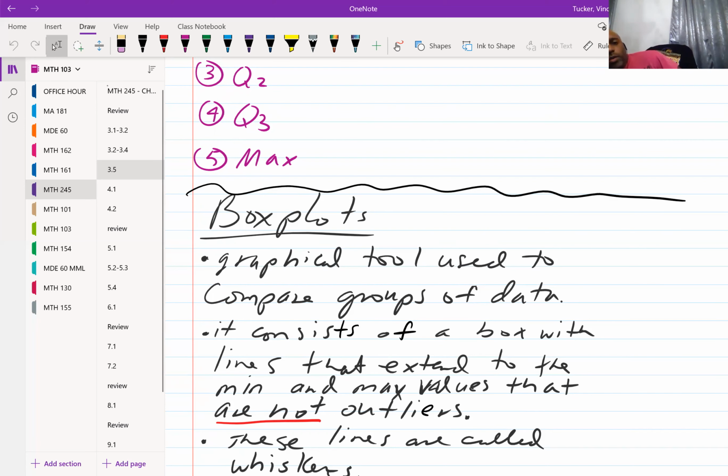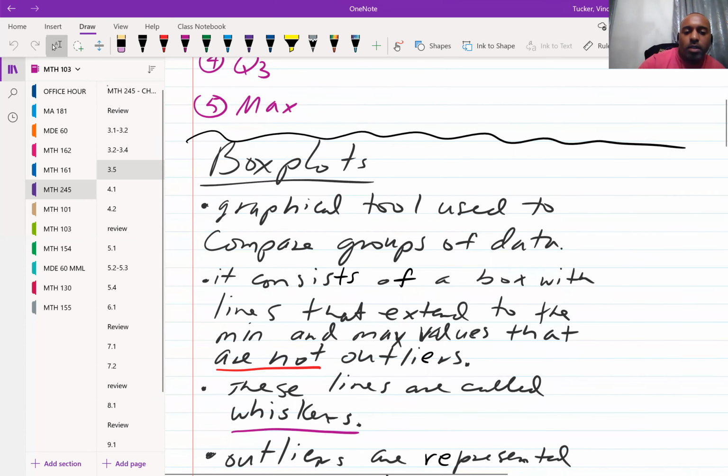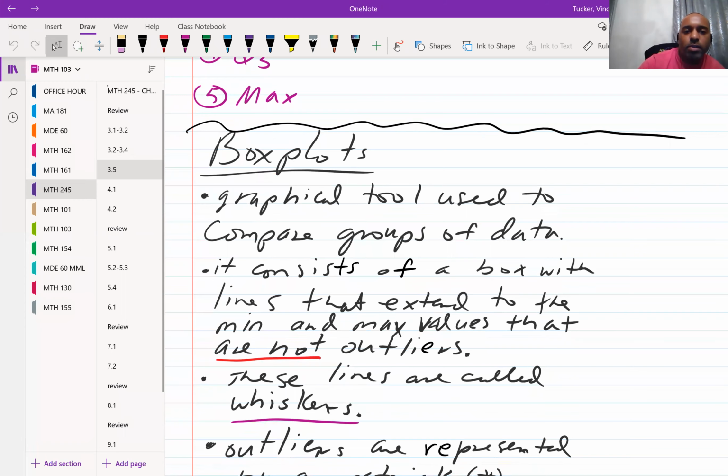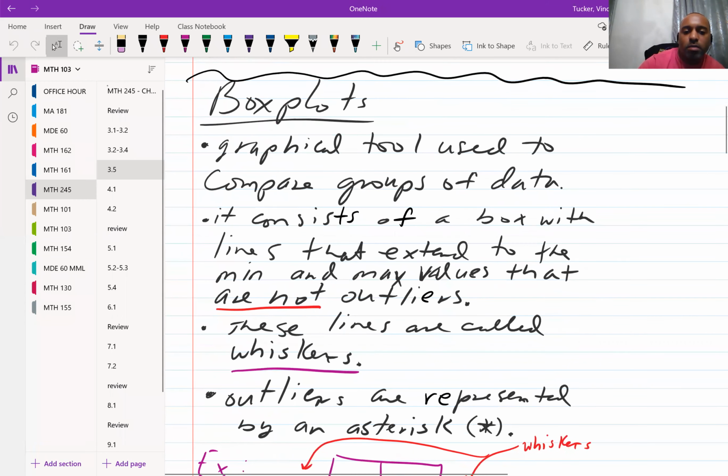Okay, so here with box plots, you see it's a graphical tool used to compare groups of data. It consists of a box with lines that extend to the minimum and maximum values that are not outliers. So you'll see how that works in a second. These lines are called whiskers. Outliers are represented by an asterisk.